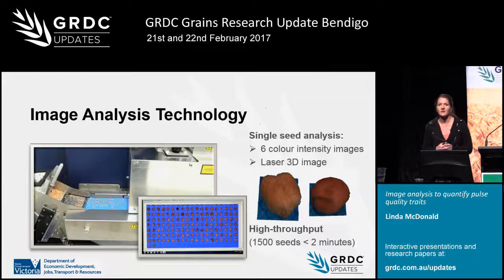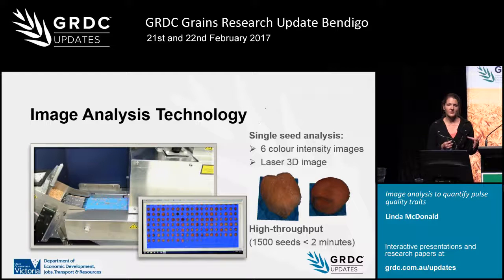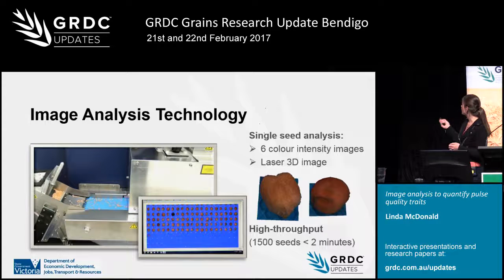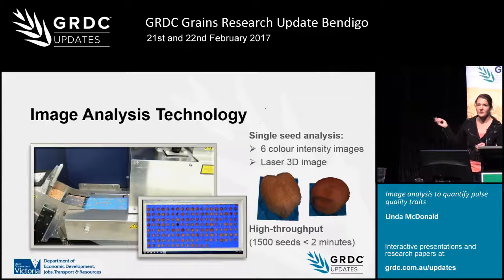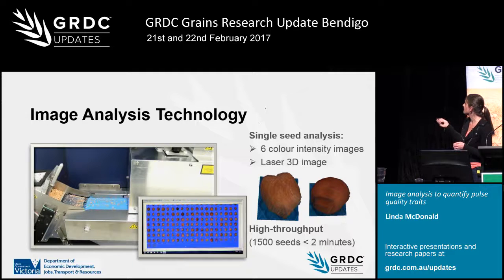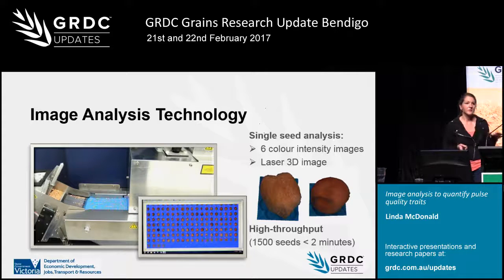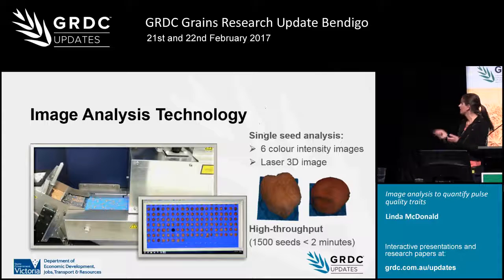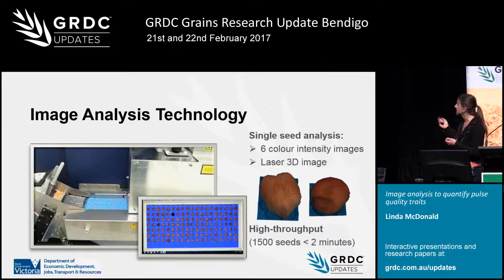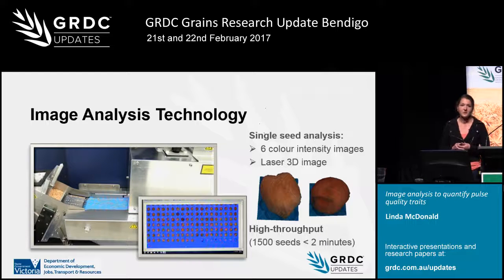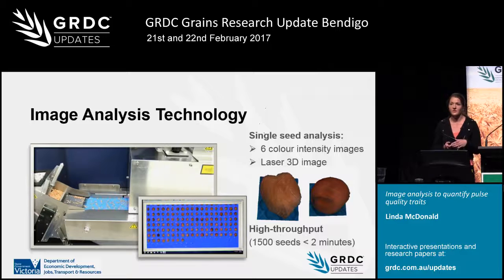So this is the instrument that we're using for collecting images of pulse grains. It's high throughput, so a sample of about 1,500 seeds will travel through that. Images can be collected and then analysed for quality in less than 2 minutes. You can see that it picks images of individual grains as they travel through. The sample goes into this hopper, it's dispersed onto a conveyor belt. The conveyor belt carries it through into a camera unit. It's imaged under 6 different wavelengths of light, and it's also scanned by laser for surface height.